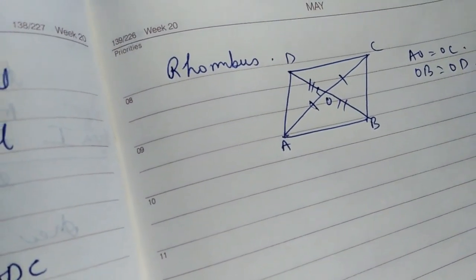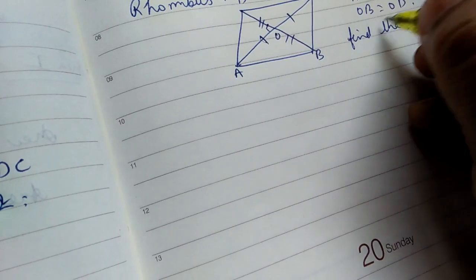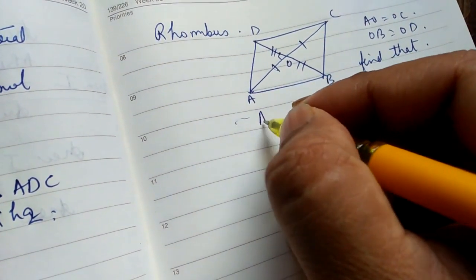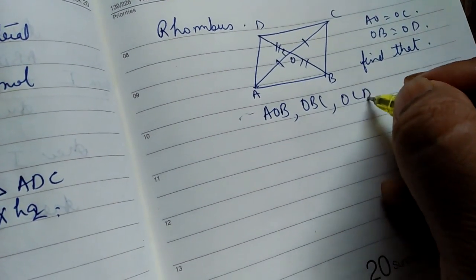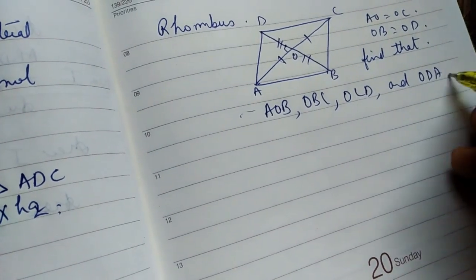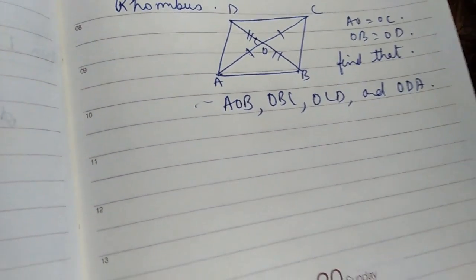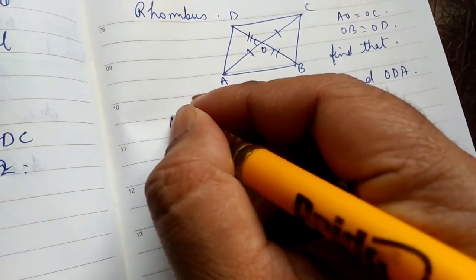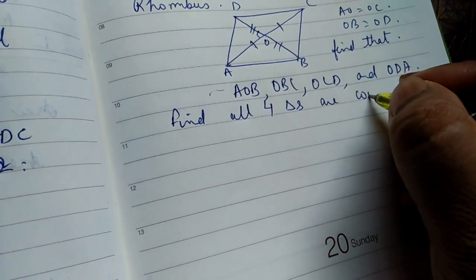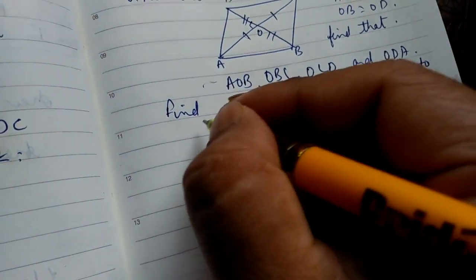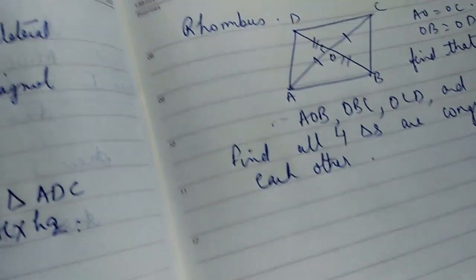So if we understand things better, we will find that this rhombus has been split into 4 triangles: AOB, OBC, OCD, and ODA. You can take whichever order you want to. Just the 4 triangles should come out correct. And we will also find that all 4 triangles are congruent to each other.